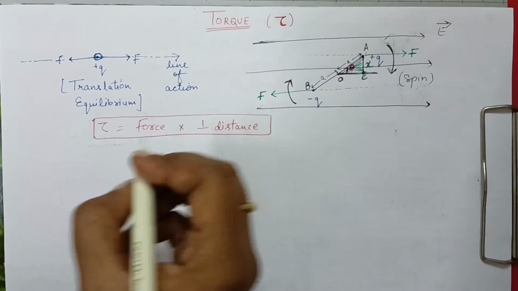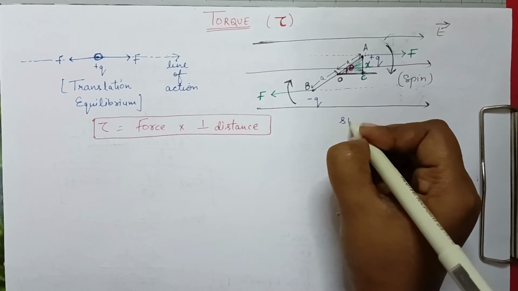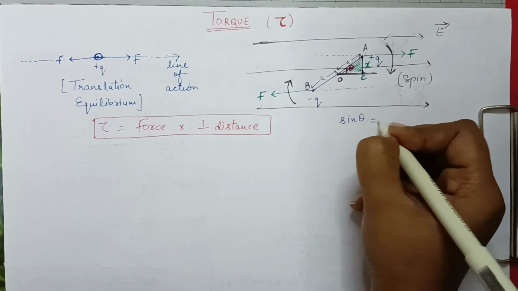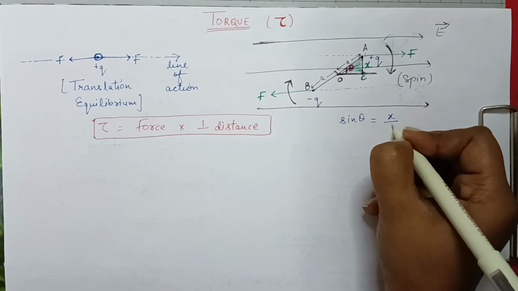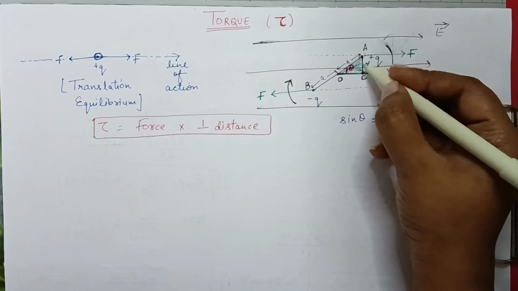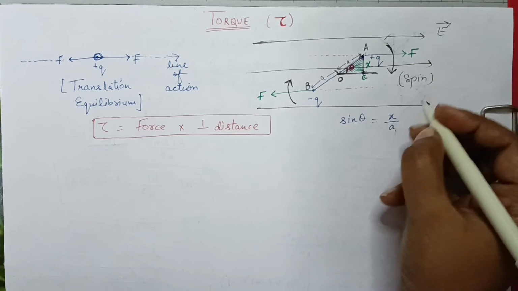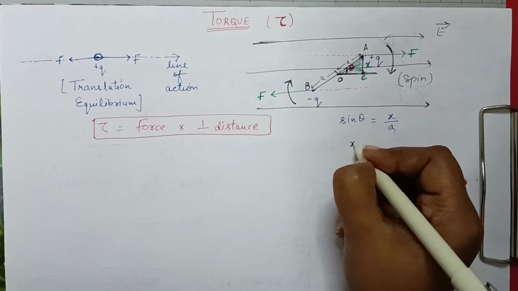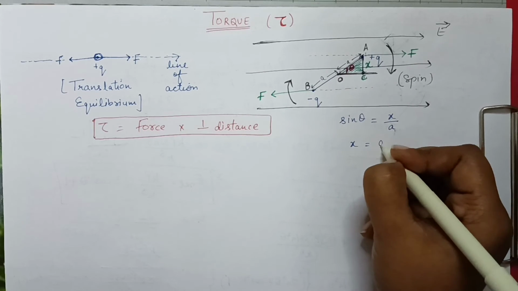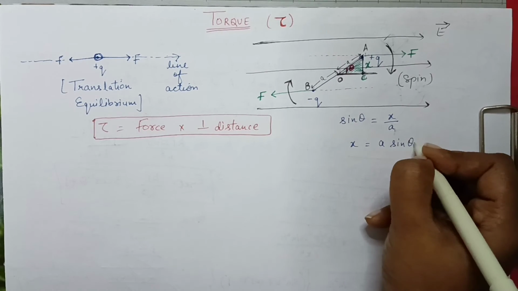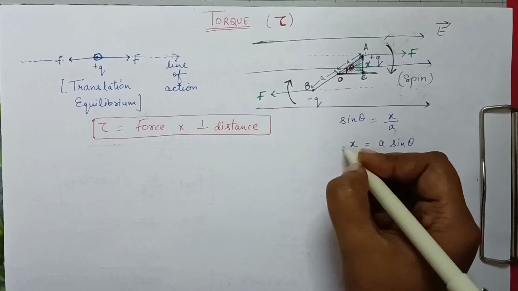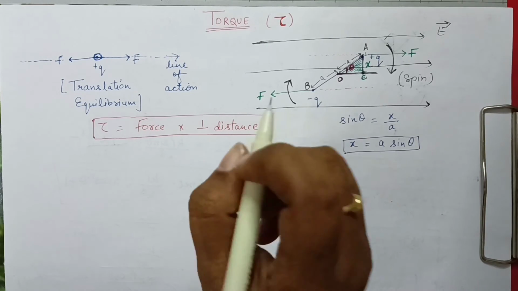if we want to define sine theta here, then what will be sine theta? Sine theta will be x divided by a, perpendicular by hypotenuse. From here we can get the value of x, that is equal to a sine theta. This value we will use later on.